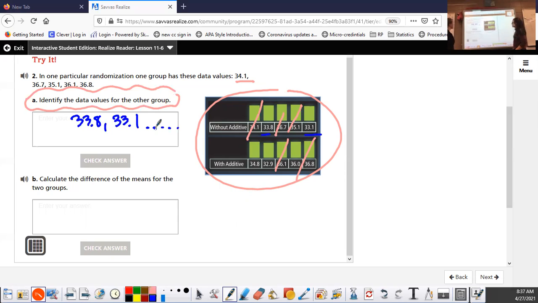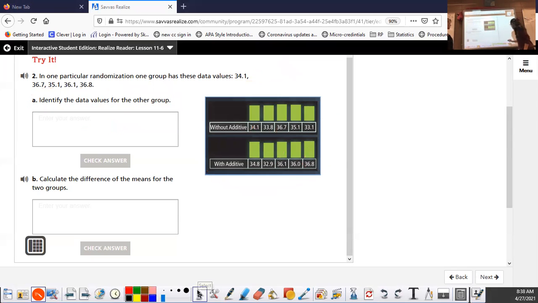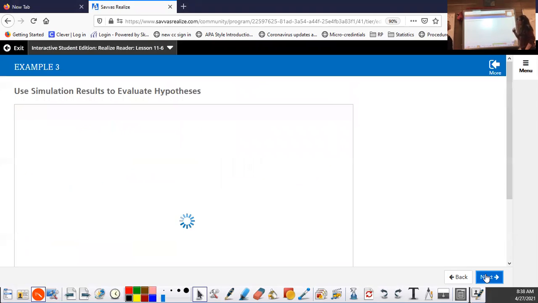Okay, so now you'd find the differences of the means for the two groups. Basically you're just doing another round of random grouping to see what the difference is, to figure out whether the additive actually did anything in the experimental groups. And we want to know, if the difference between them is 0, is 0.76 an unusual value, or is that pretty typical? So we will proceed to example 3.